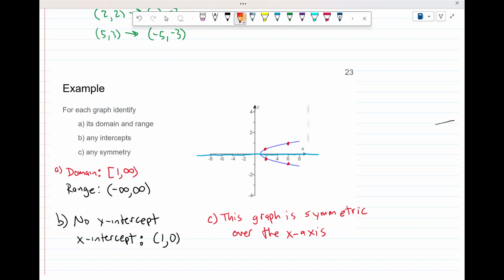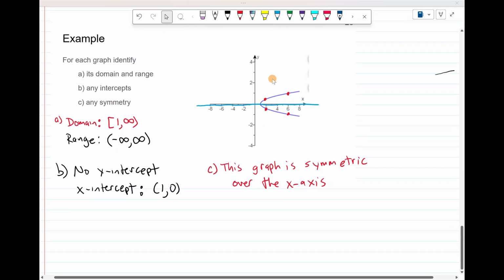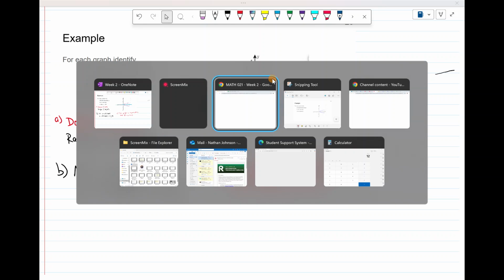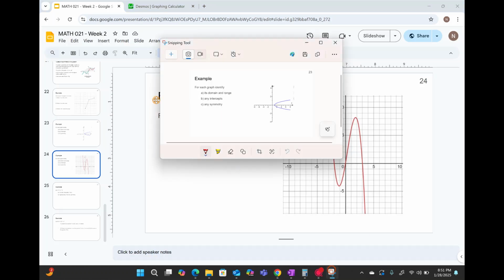All right, and so that's our first example. Let's do a similar example. I'm going to copy and paste this.